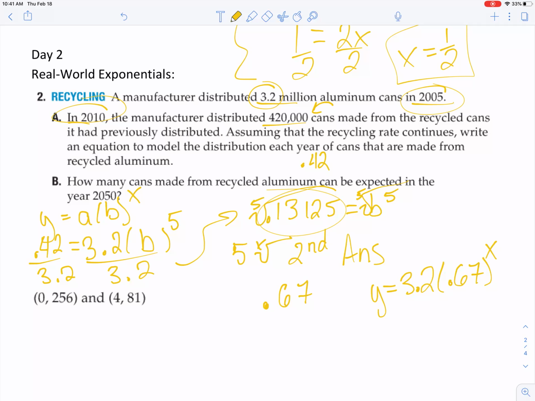Now it wants to know how many cans made from recycled aluminum can be expected in the year 2050. Okay, so at this point what I'm going to do is take 2050 minus 2005. That means I'm plugging in 45 up here, right? Instead of using this rounded 0.67, that number is still in my calculator, so I'm just going to do the little power key, which on my calculator is going to say ANS with the caret key there. And then I'll just type 45. And that's going to give me the most exact answer.